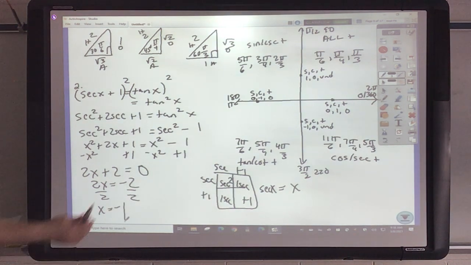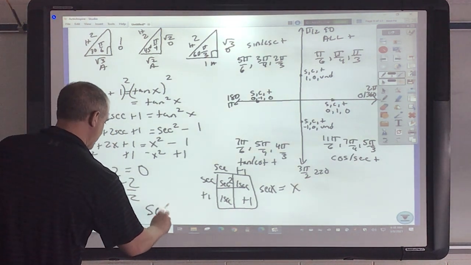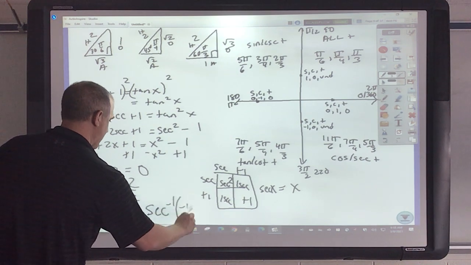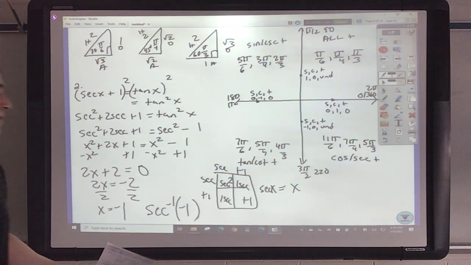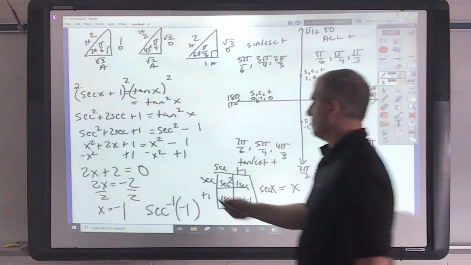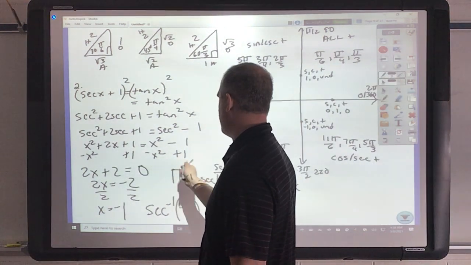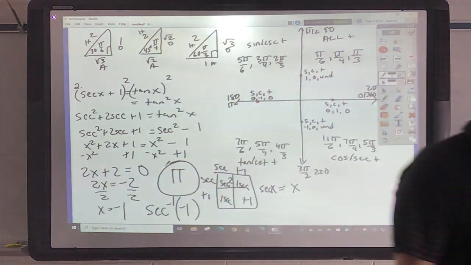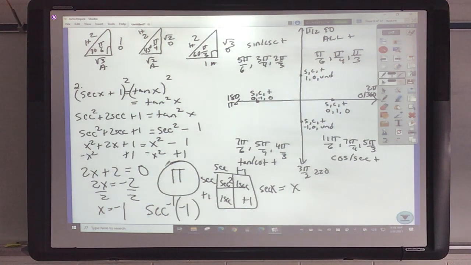Now I can bring back secant inverse, where it's negative 1. Check the axis points. Now I want to check where it's cotangent or cosine. So this answer right here would just be pi. There's no other ones that would work besides that.